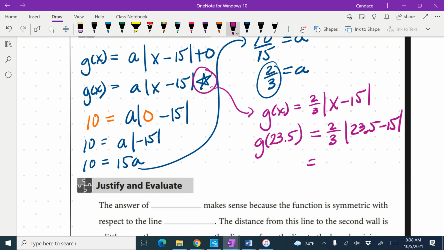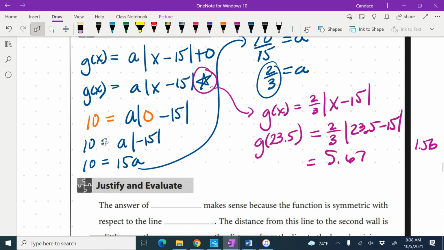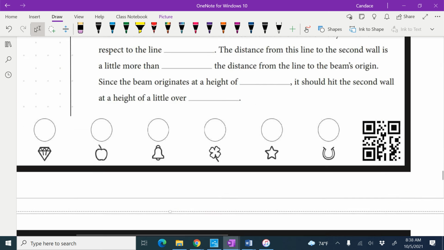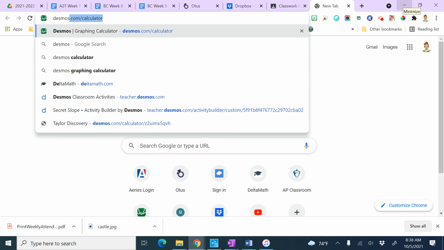All right, now what do we get? 1.56? Anything else? 5.67. Okay, I'm going to put it in, and let's make sure we're all doing it right. I want to make sure that we... Oh, good. Now it's going to be small all day. Gotta love it when it does that. Okay, Desmos.